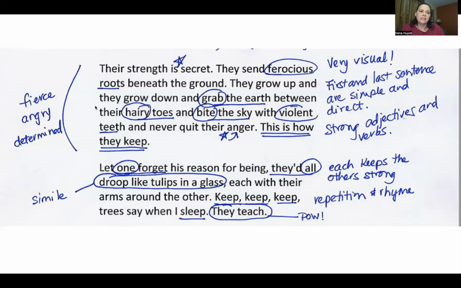So in this section, I put down that they were fierce, angry, and determined, and it's a very visual section. The first and last sentence are simple and direct, and there's strong adjectives and verbs up here. And then down here, each keeps the other strong. And there's a lot of repetition and rhyme in this section. So did everybody get a lot of those things?